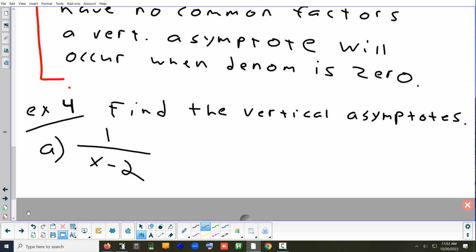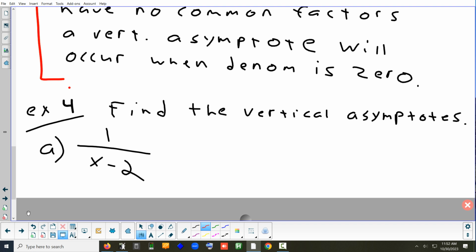Okay, let's look at 4a. Are there any common factors in the top and the bottom there? No. Just a 1 in the top and an x minus 2 in the bottom. To have a common factor, you would need an x minus 2 in the top and the bottom. So because we don't have any common factors, are we going to get a vertical asymptote or a hole? Vertical asymptote. Where is the vertical asymptote going to be?